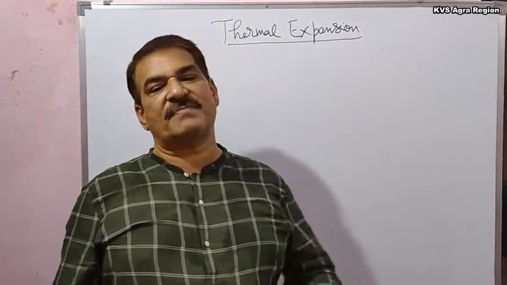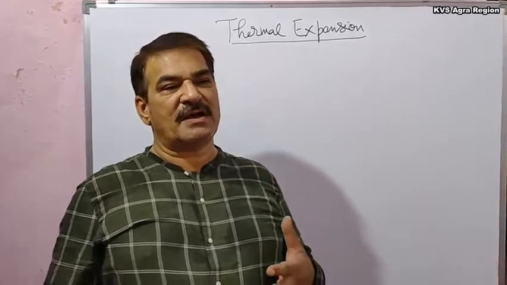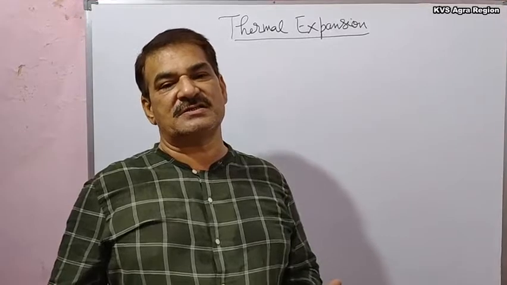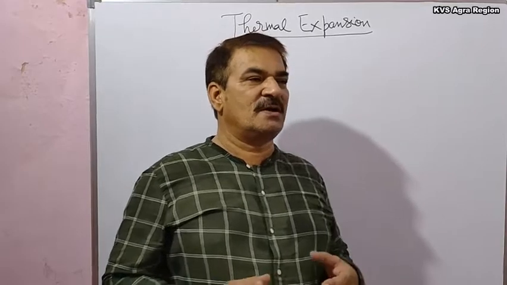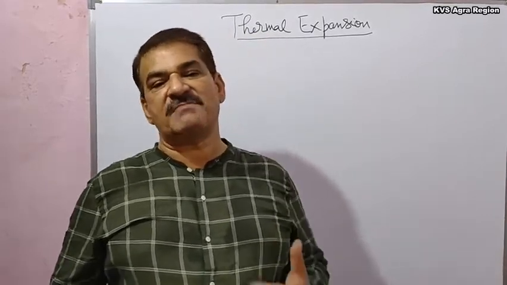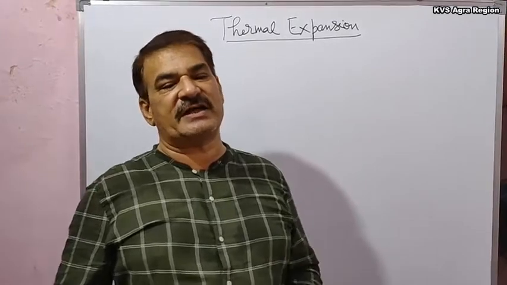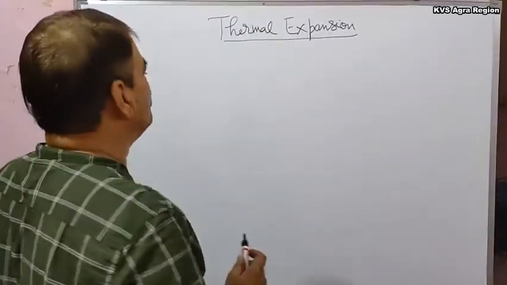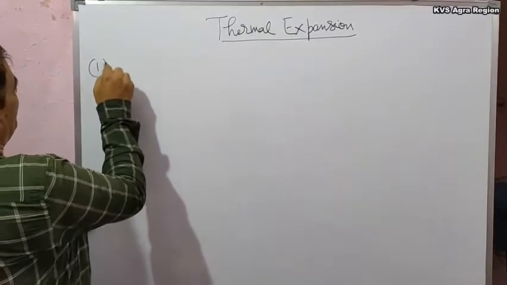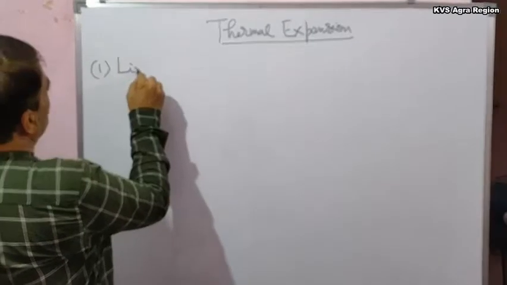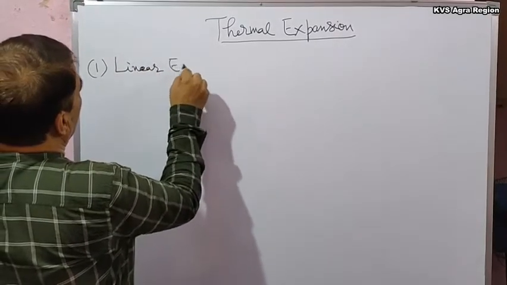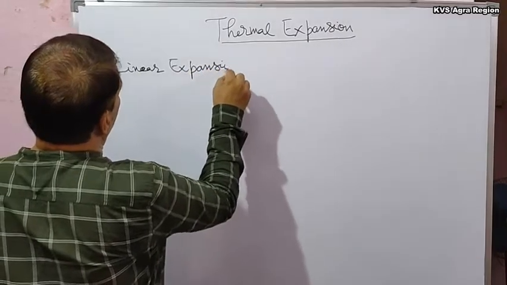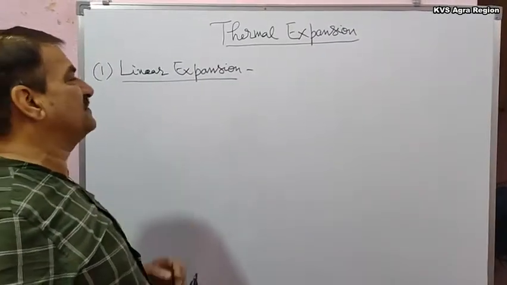What happens when heat is supplied to a substance? The kinetic energy of its molecules increases, due to which there is expansion in the substance. This expansion, depending on the dimensions of the object, can be of three types. The first one is linear expansion. Linear expansion will be in those substances which have a significant length.